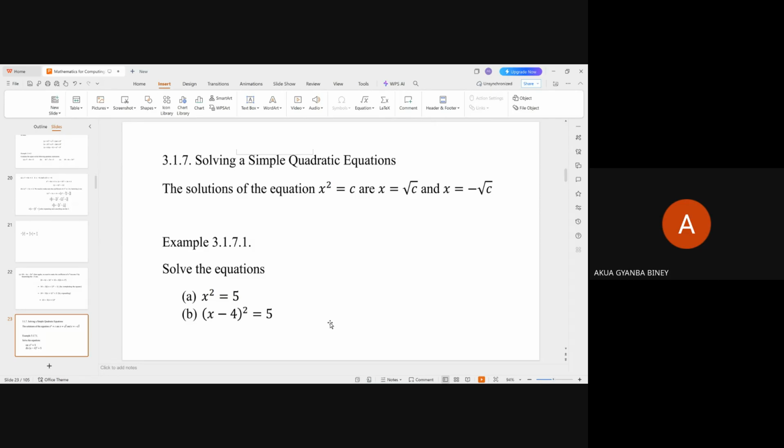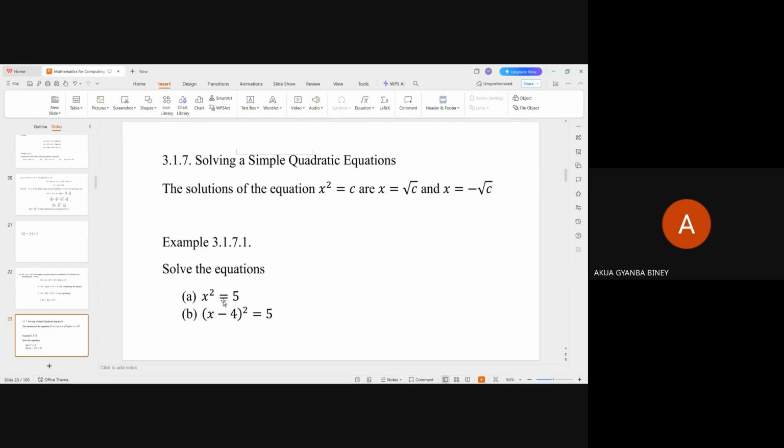Solving a simple quadratic equation. The solutions for the equation x squared equals c are x equals square root of c and x equals minus square root of c. Let me put it in layman's terms. Here is x squared, but if we want to make x the subject, we have to take square roots of both sides. And now c becomes plus or minus square root of c. When you take a square root of both sides, it comes with a plus or minus.